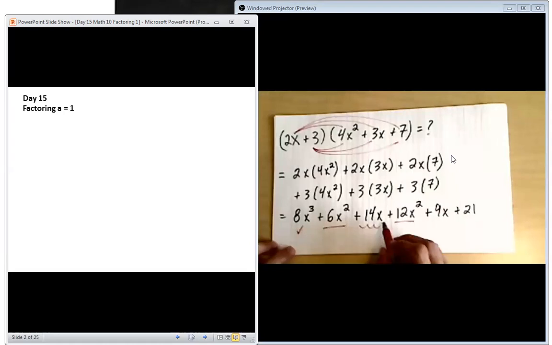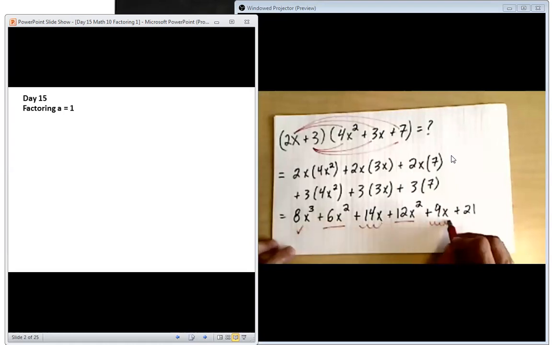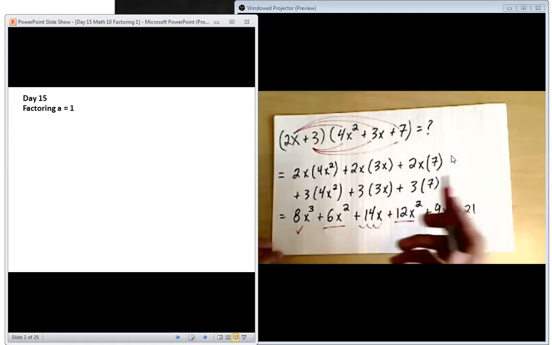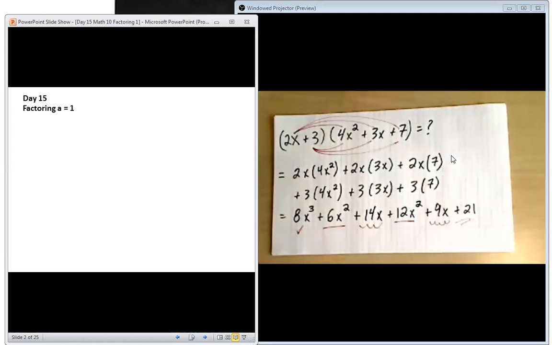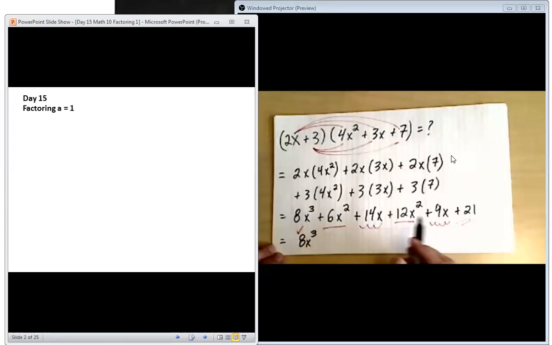Okay. See? So this is where you can get creative. You got those there now. If you want, it's the last one, right? So you can leave it like that. So yeah, now we got to put some things together here. 8x cubed's the only one, so that gets there. We got 6 and 12, so what does that give?